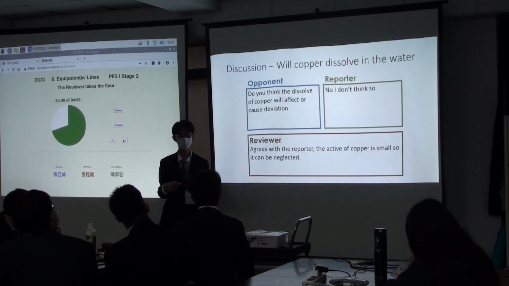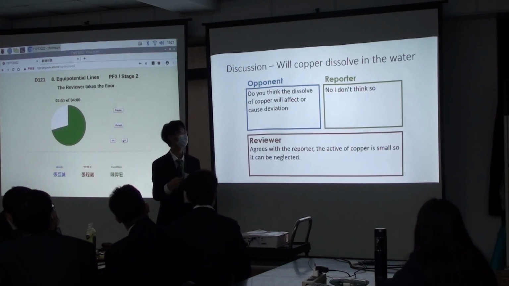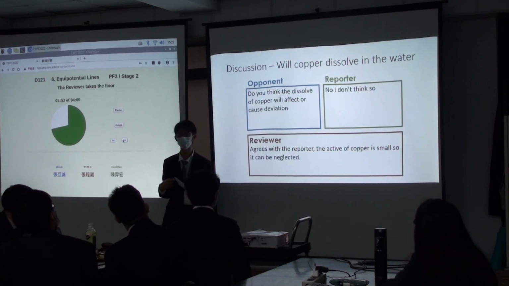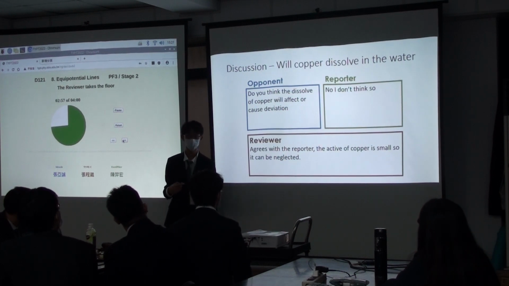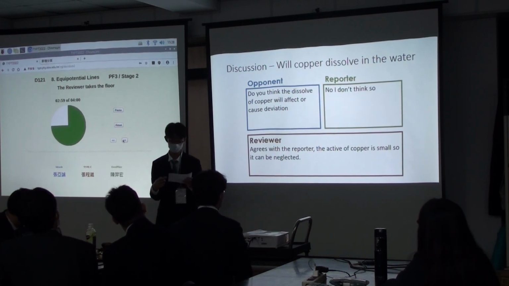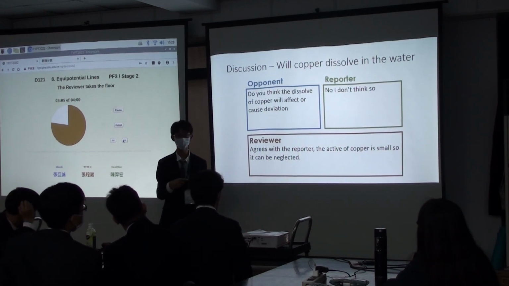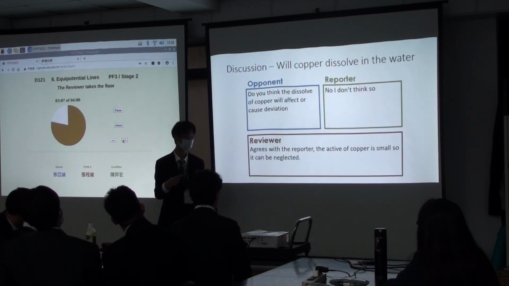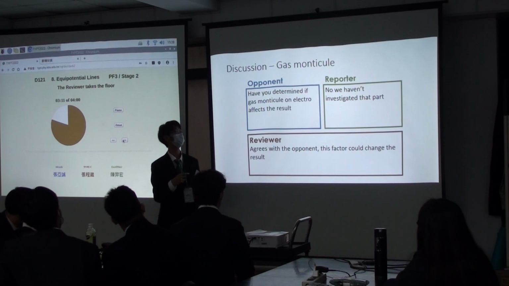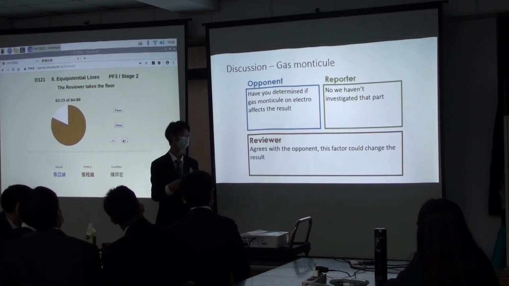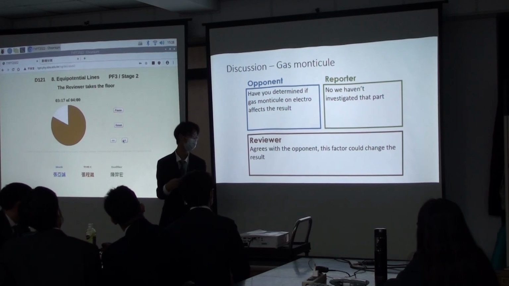And for the discussion, the opponent asked, do you think the result of copper will affect the deviation? And the reporter said no. And I agree with the reporter because the activity of copper is known, the ion will be very, very small, so it can be ignored. And then they discussed the gas molecule. And I agree with the opponent that this factor could change the result.